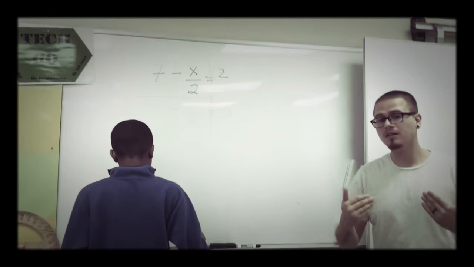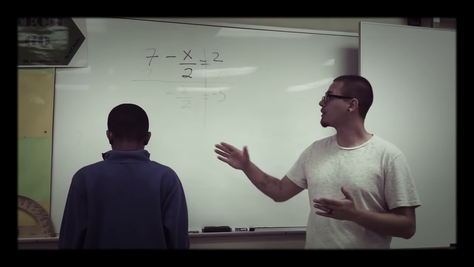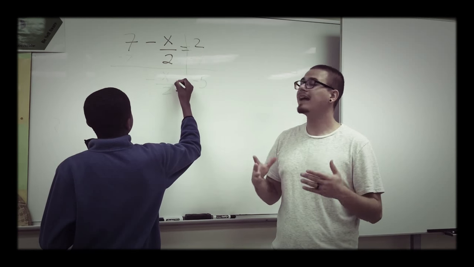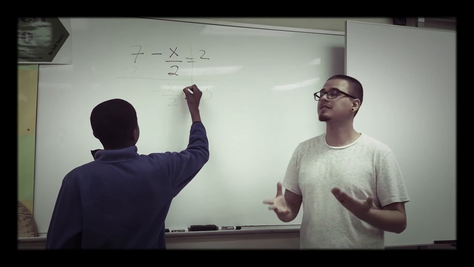Now to undo division, the opposite of that is multiplication. So we're going to multiply this term by negative 2 over 1. We're going to multiply by the reciprocal.